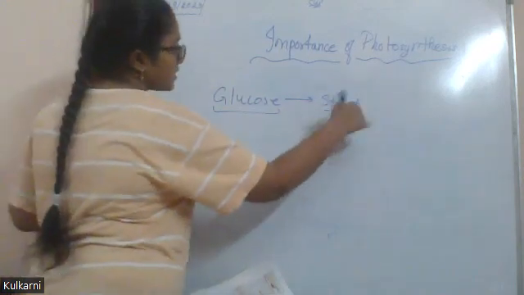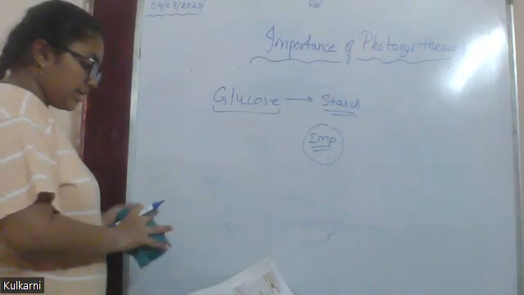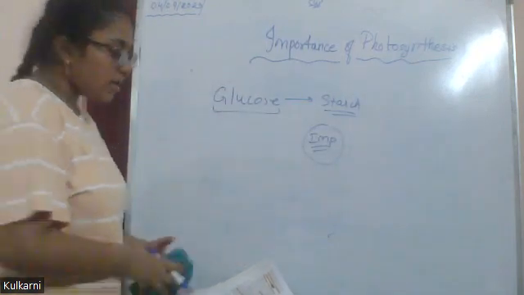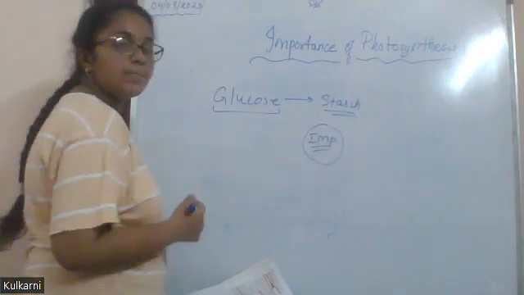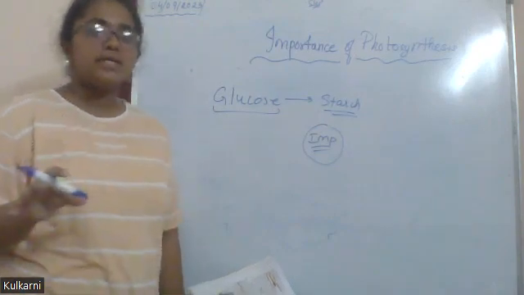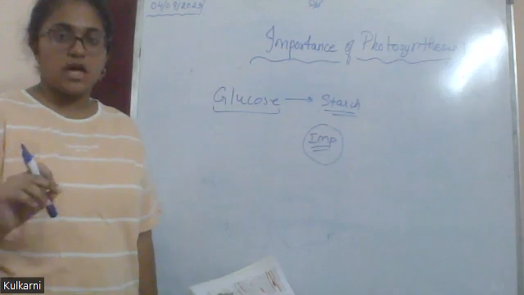Now this starch, when animals eat the plants, they can use this starch for their life, right? Because how will they get energy from a plant? Because it contains starch. A simple, very easy example is potato. Potato has so much starch.